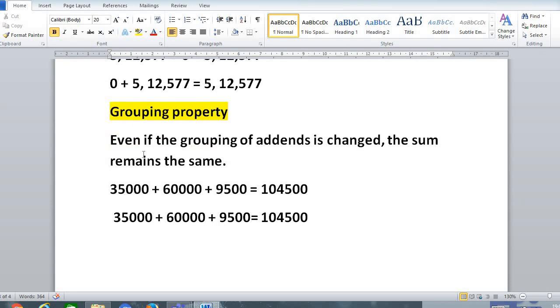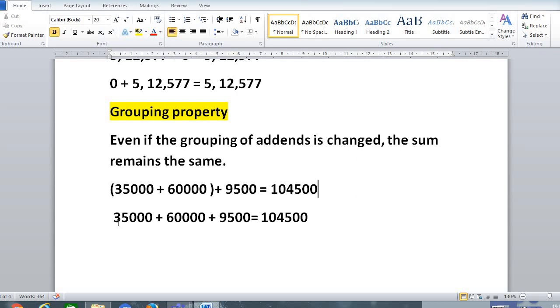Now, grouping property. Even if the grouping of addends is changed, the sum remains the same. Here look at these addends. Here I have taken 3 addends. Fine. So first make a group. First add these two numbers, 2 addends first. This one, 35,000 plus 60,000, and then add this with 9,500. The result is 1,04,500.